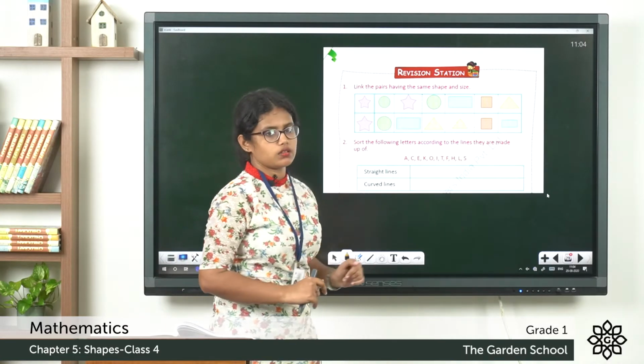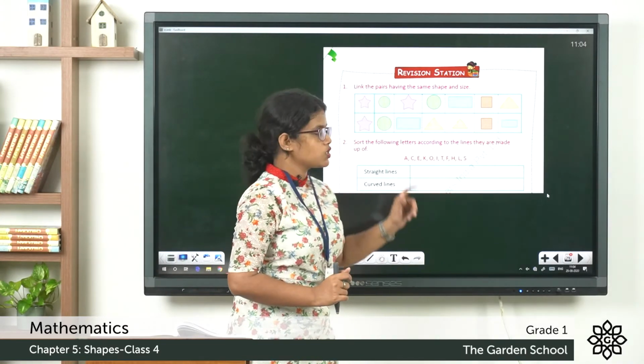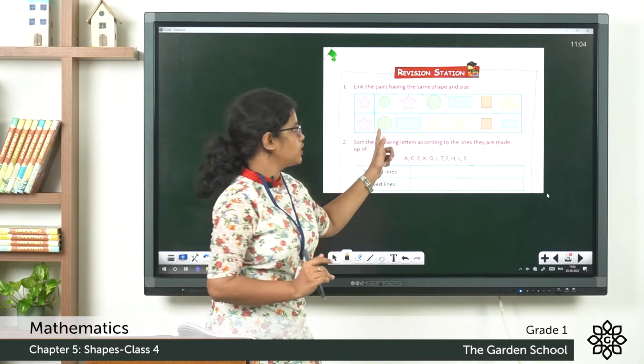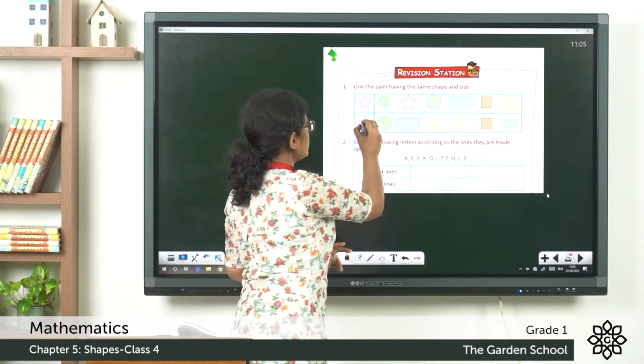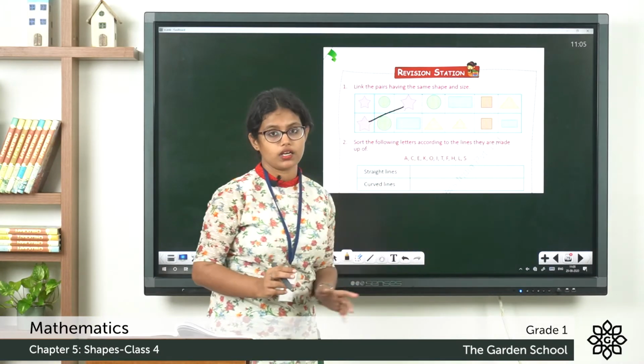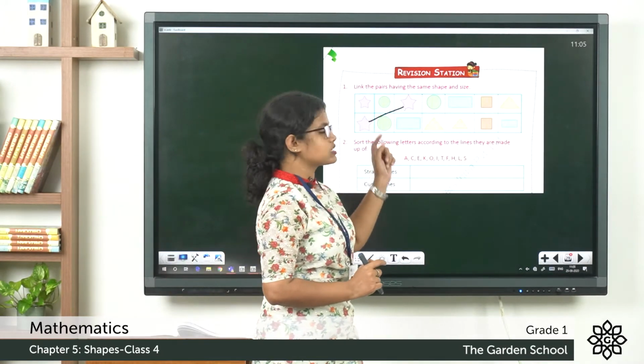Let's take this star and we look for a pair. So with the same size and shape. So let's look at this. Are they of the same size and shape? Yes. So you can just draw a line and you can make a pair here. Okay. And what about this circle?